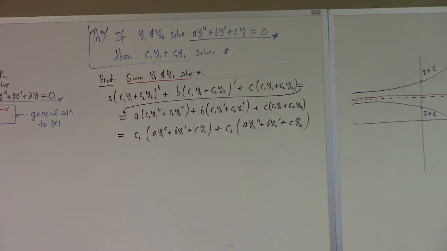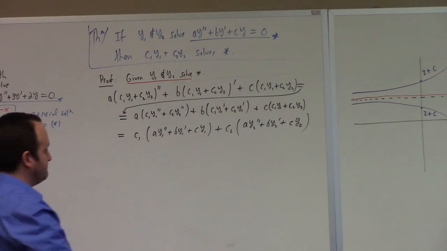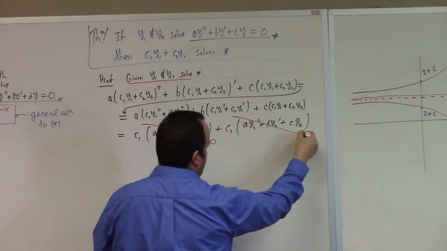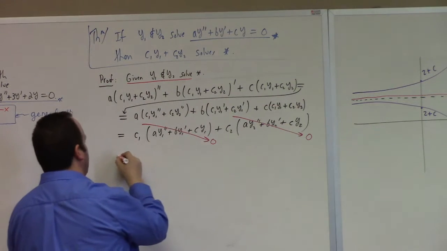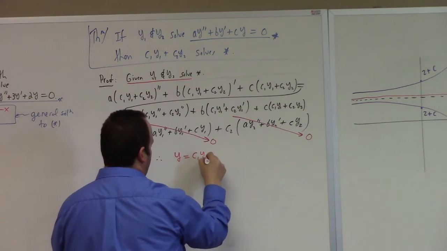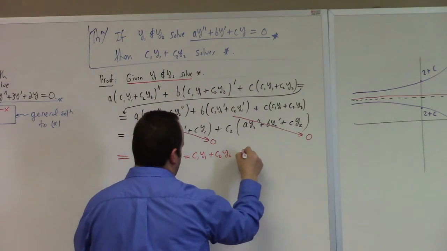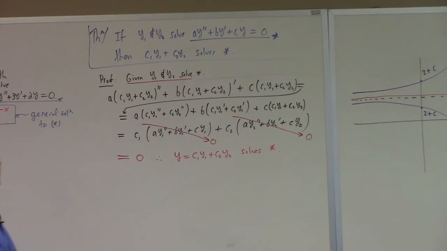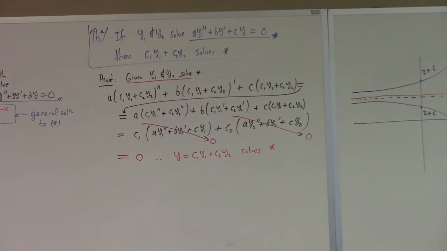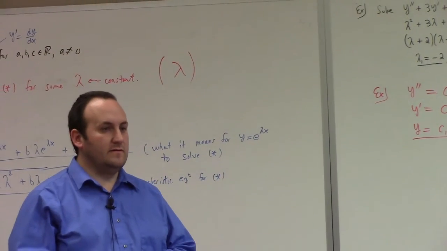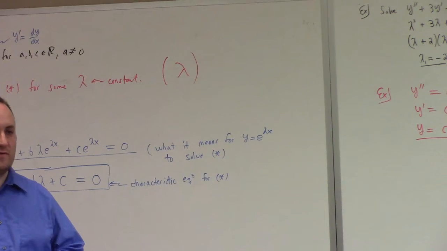What does that mean about the terms in parentheses? Right, this is 0, and that's 0. So the whole thing is 0. So therefore, y equals c1 y1 plus c2 y2 solves star. There you go. We've settled it once and for all. If you find two solutions to a second order constant coefficient ODE, their linear combination is once more a solution.